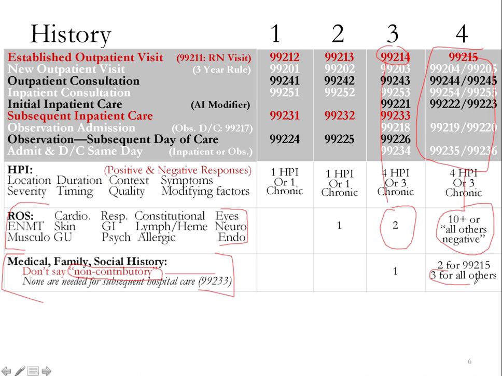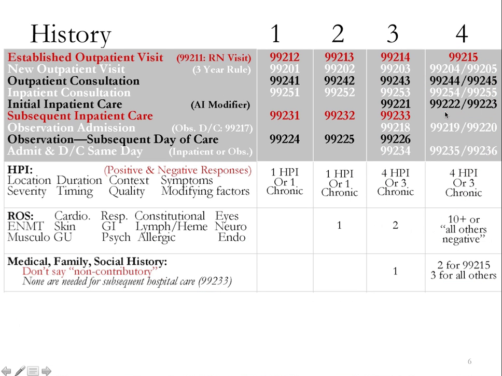And as you can see over here on the right-hand side, that essentially includes your 2 highest levels of initial inpatient care. So one of the areas where it's really important to understand this nuance of the documentation guidelines is that if you're trying to bill for an initial inpatient care service, there's 3 different levels that you could bill at. In order to get up above the lowest possible level and bill one of these 99222 or 99223s, you've got to hit on all 3 elements of medical, family, and social history.